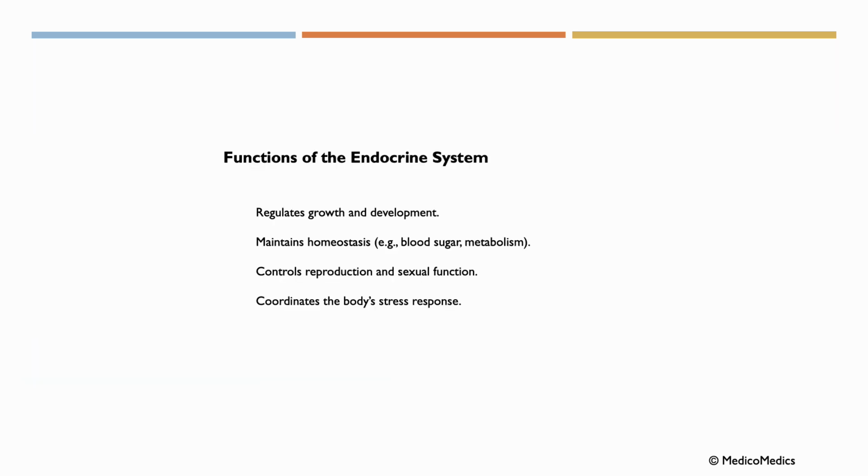Now, what are some functions of the endocrine system? First of all, it's involved in regulating growth and development, in maintaining homeostasis, like blood sugar levels and our metabolism. It controls reproduction and sexual function. It is involved in coordinating the body's stress response.